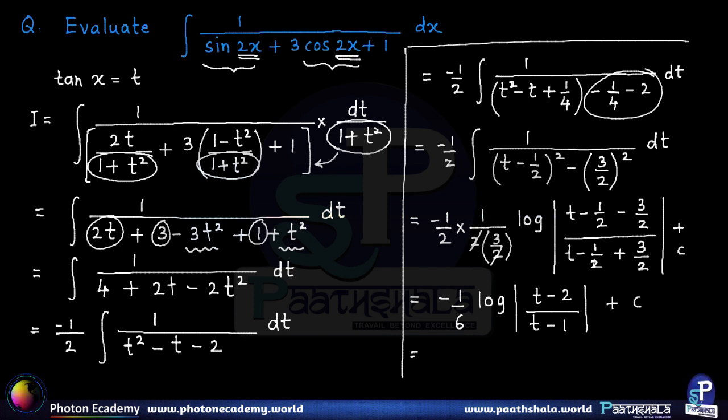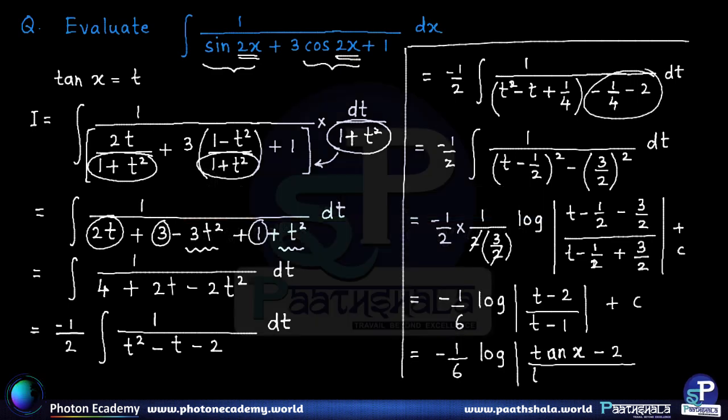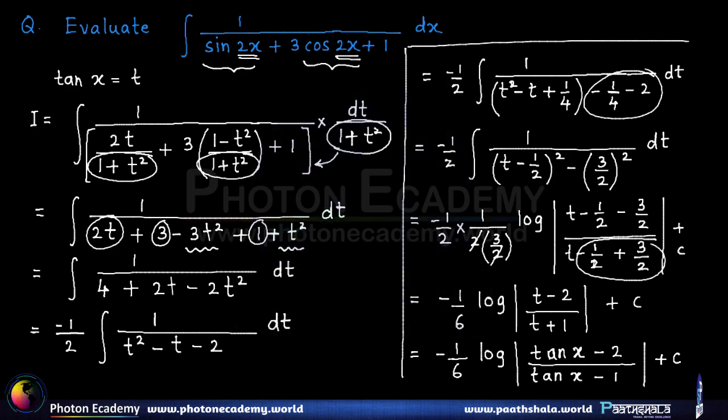Therefore, in the last step, we must resubstitute t with what we had substituted for. So t is nothing but tan x, so that gives us tan x minus 2 whole upon tan x plus 1, plus c. Actually, 1 by 2 plus 3 by 2 should be plus 1, so the answer has tan x plus 1 in the denominator.